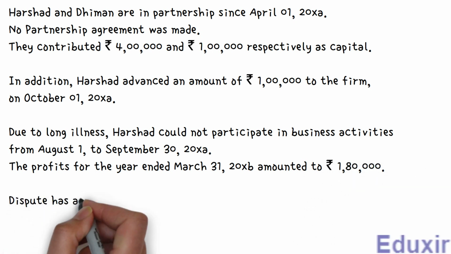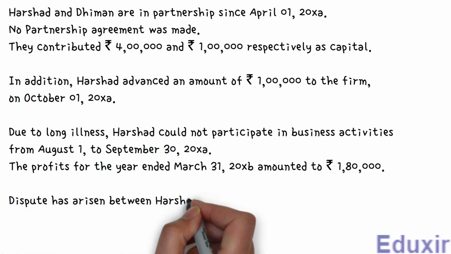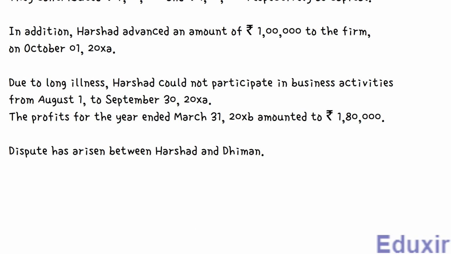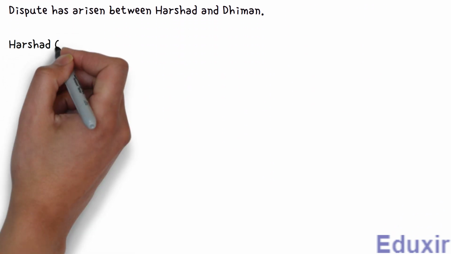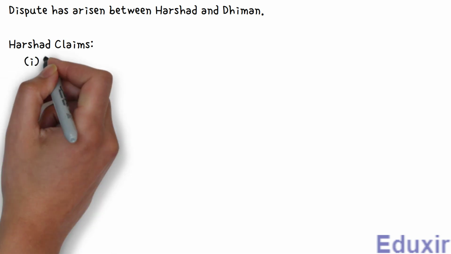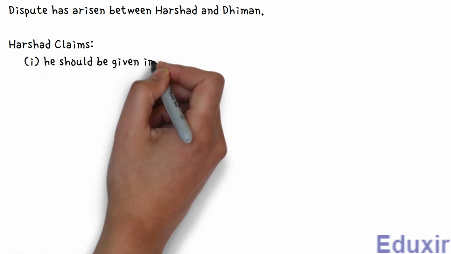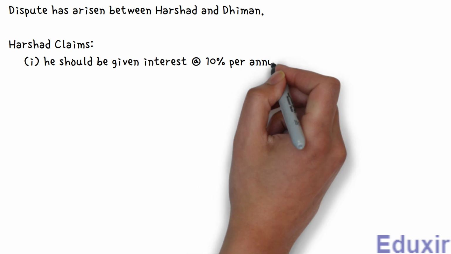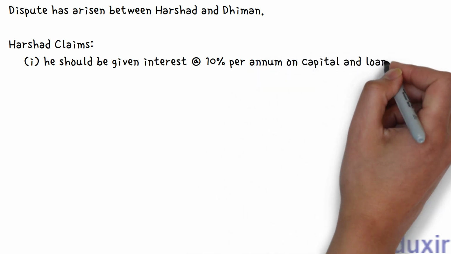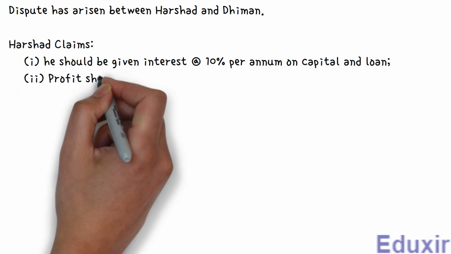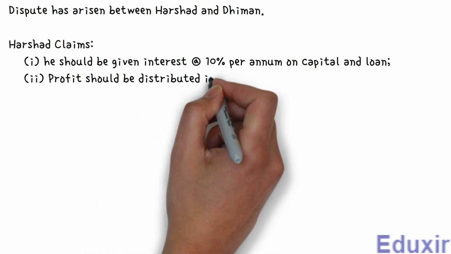Dispute has arisen between Harshad and Dhiman. Harshad claims: 1. He should be given interest at 10% per annum on capital and loan. 2. Profit should be distributed in proportion of capital.